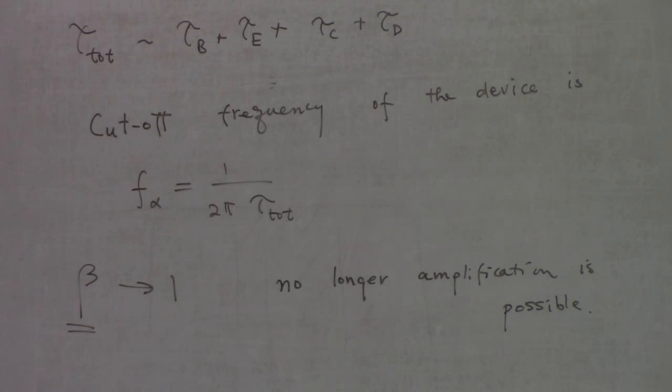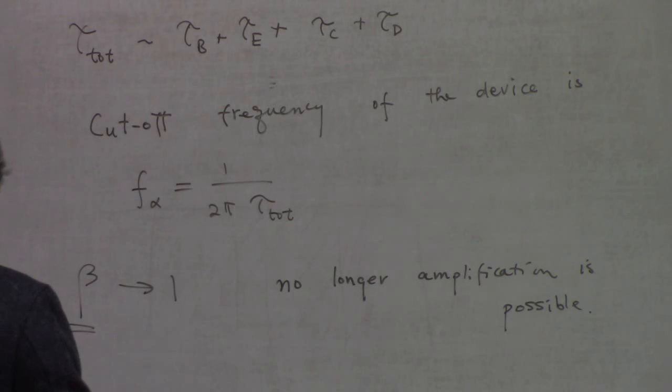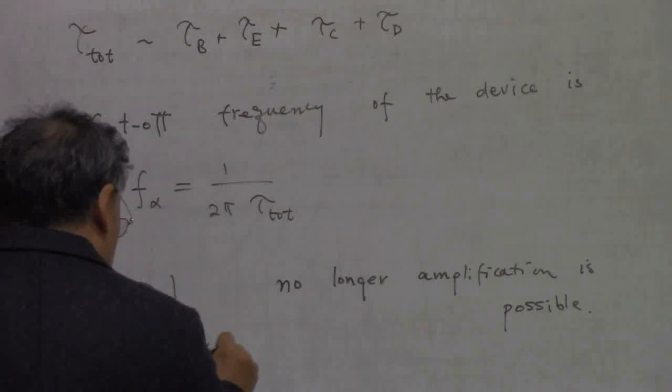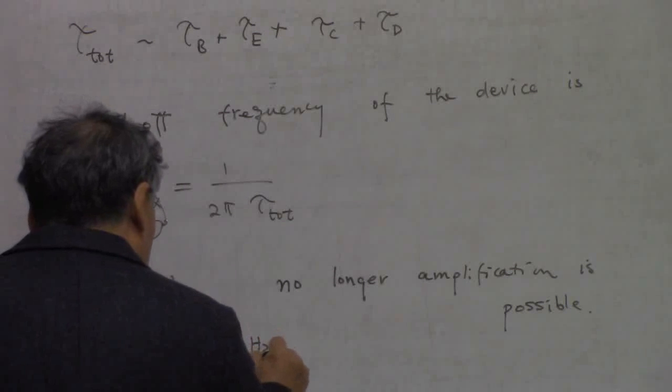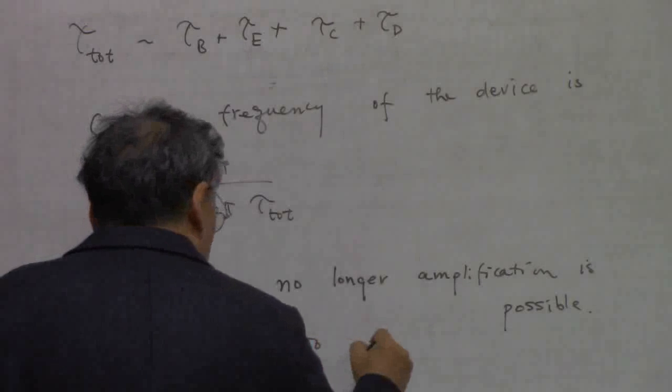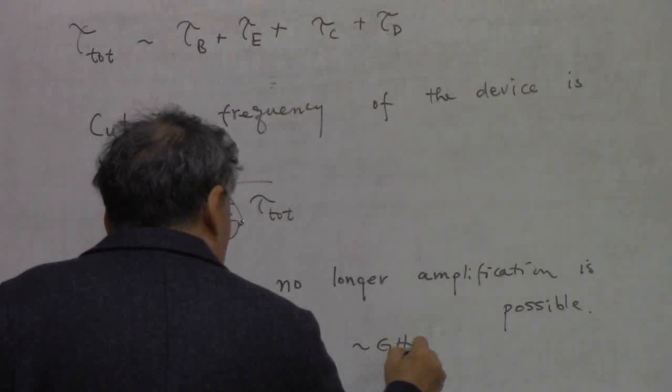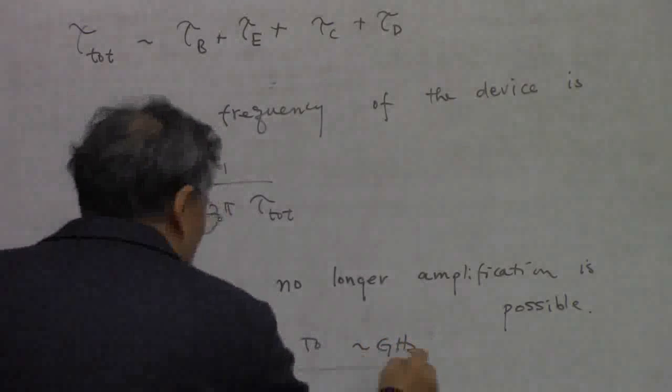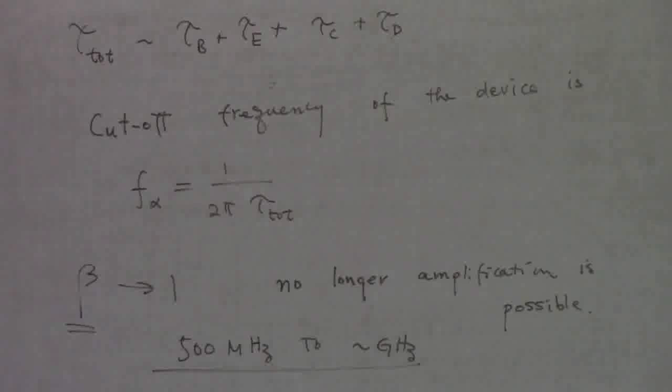The typical number is a frequency of 500 megahertz to some gigahertz in modern bipolar transistors.